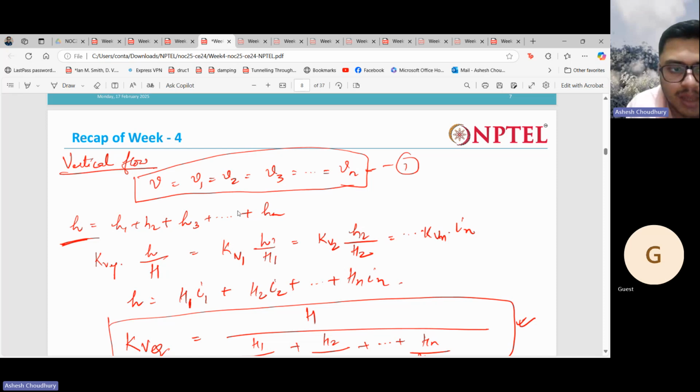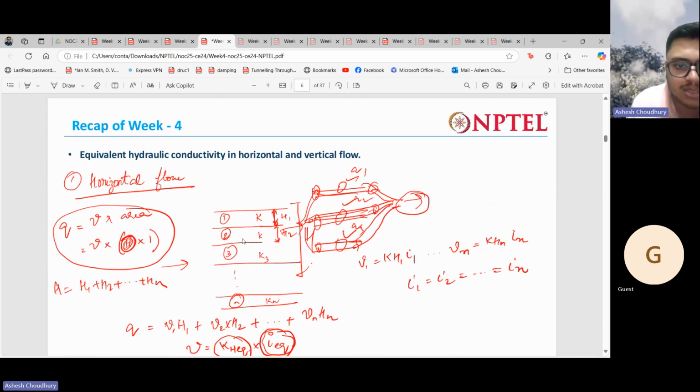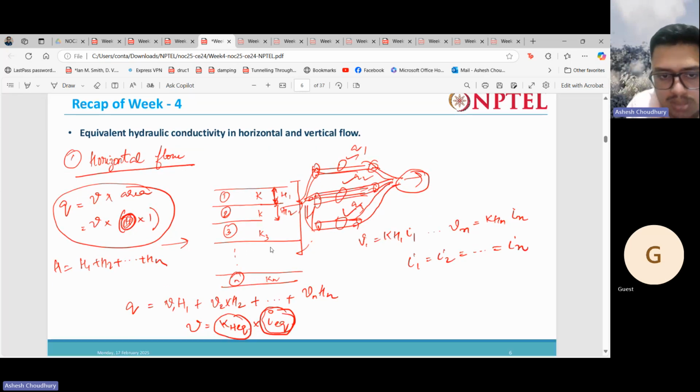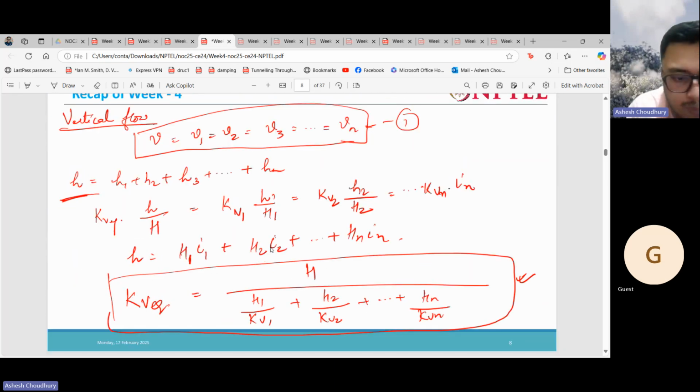Then we have a vertical flow, the case where the water is flowing in this direction, vertically like this. In that case, what did we calculate? In that case, the equivalent hydraulic conductivity is given by this expression.